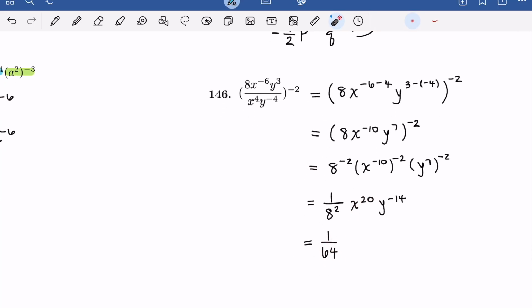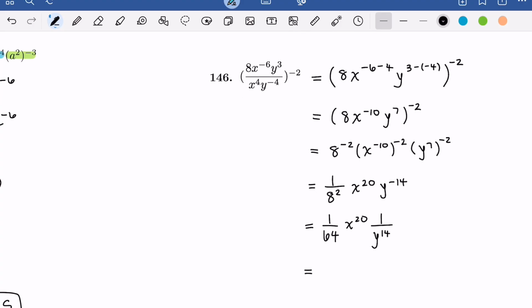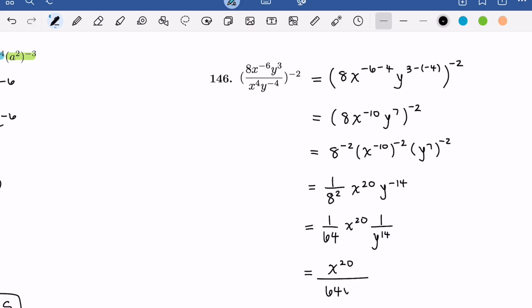Now we still have this x raised to the 20th power. We can leave that as is. It's not a negative exponent, but notice we have y raised to the negative 14, which we know is going to be written as this here. So let's simplify this. We have these fractions here, so in order to simplify this, we're just going to multiply straight across. So in the numerator, we're going to have x raised to the 20th power, and in our denominator, we're going to have 64 times y raised to the 14th power. So this would be our final answer for this one.